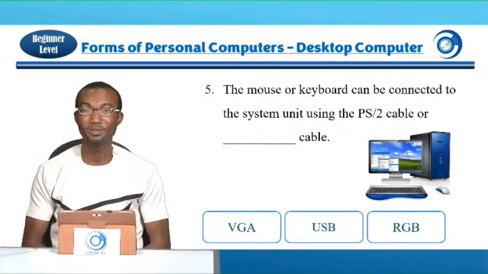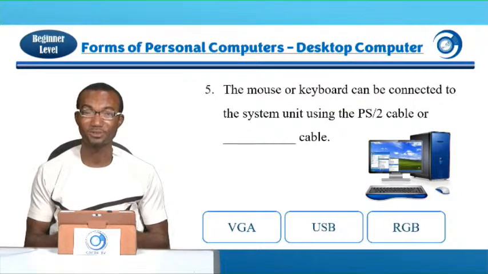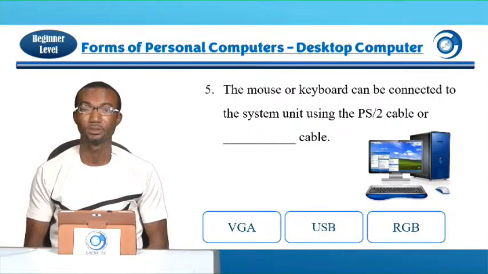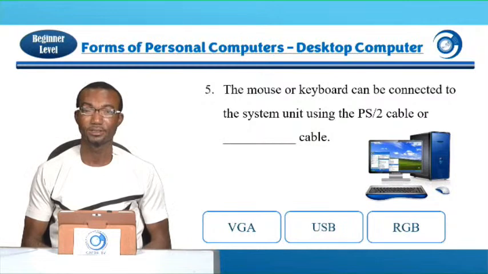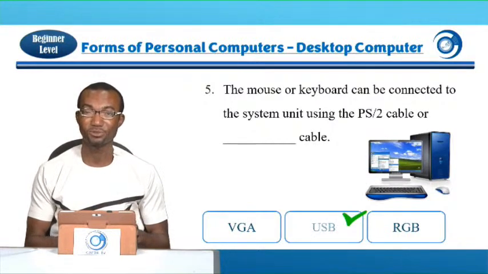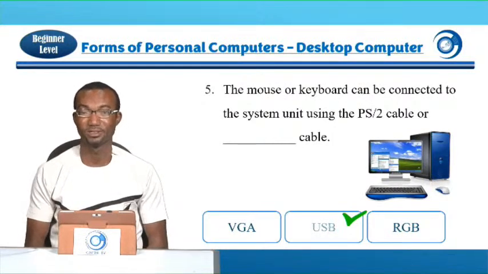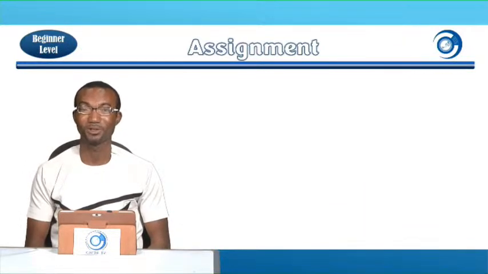Five, the mouse or keyboard can be connected to the system unit using the PS2 cable, or what? We have VGA, we have USB, we have RGB. Good, the answer is USB. You can connect it through a PS2 cable, that is the green and the mauve colors, or the USB. Good, you have all done well.